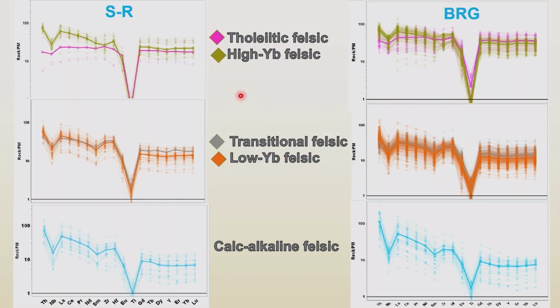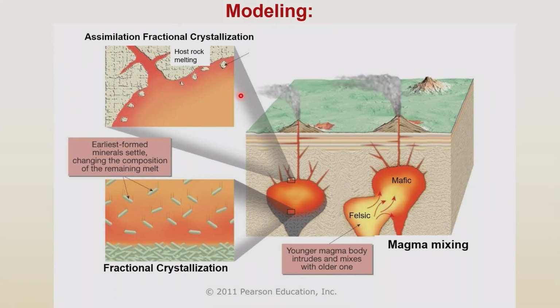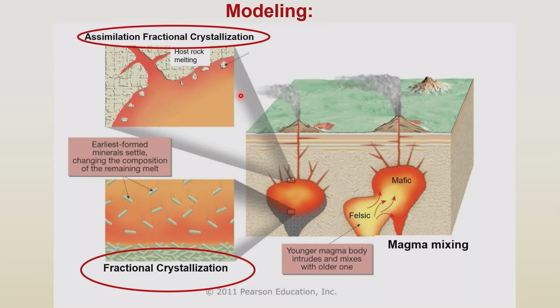So now for the fun part, the modeling. We have tried to model three different processes. One is fractional crystallization, the other is simultaneous assimilation and fractional crystallization, and the other is magma mixing. In this case, we are modeling how a felsic melt might modify a mafic melt. We are always modeling an initial composition that is similar to tholeiitic basalt. The felsic melt and the wall rock is a TTG average composition.